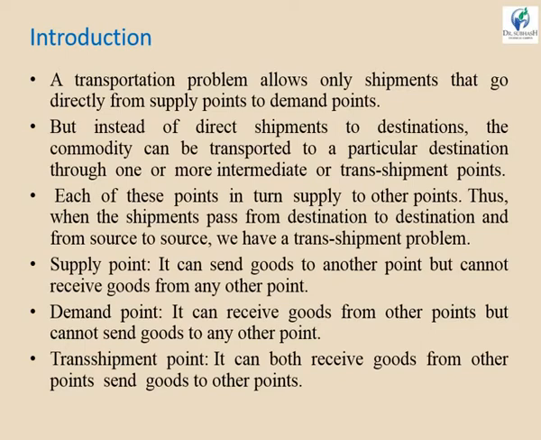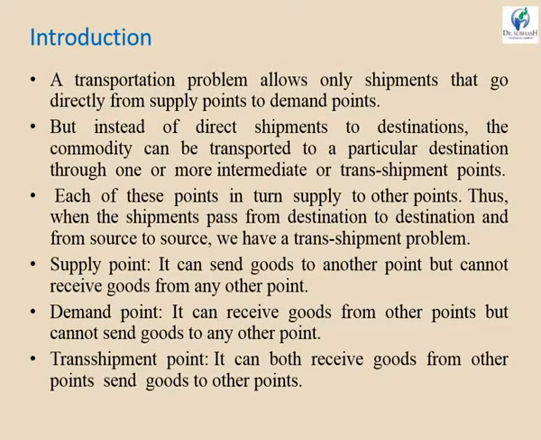So there are some basic definitions. Supply points, we will see one by one. It can send goods to other points but cannot receive goods from any other point. Then there is a demand point. It can receive from other points but cannot send goods to any other point. That is a demand point. Then a transshipment point means it can receive goods from other points and send goods to other points. It can receive also and it can send also.